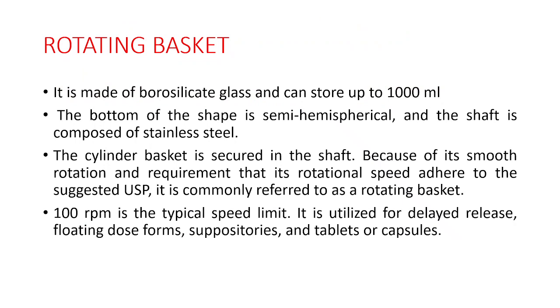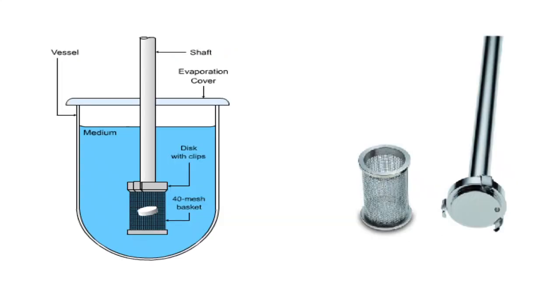The rotating basket is the first apparatus. It's made of borosilicate glass and can hold up to 1000 ml. The bottom of the vessel is hemispherical and the shaft is composed of stainless steel. The cylindrical basket is secured to the shaft for smooth rotation, and its rotational speed adheres to the suggested USP. It is commonly referred to as the rotating basket. 100 RPM is the typical speed. It is utilized for delayed release, floating dosage forms, suppositories, and tablets or capsules.